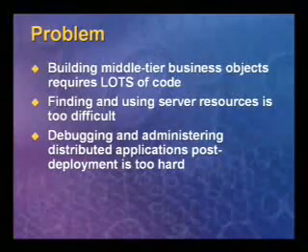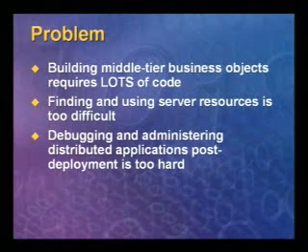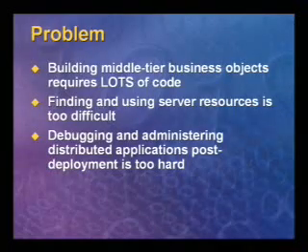So the problem: building middle-tier business objects requires a lot of code. And obviously, the middle tier is where customers focus most of their energies. That's where your business rules are. That's where your competitive advantage exists. So that's where you want to also focus scalability issues. You want to make sure that your applications scale. That focus is on the middle tier. But it requires a lot of code. We need to make it a lot easier.